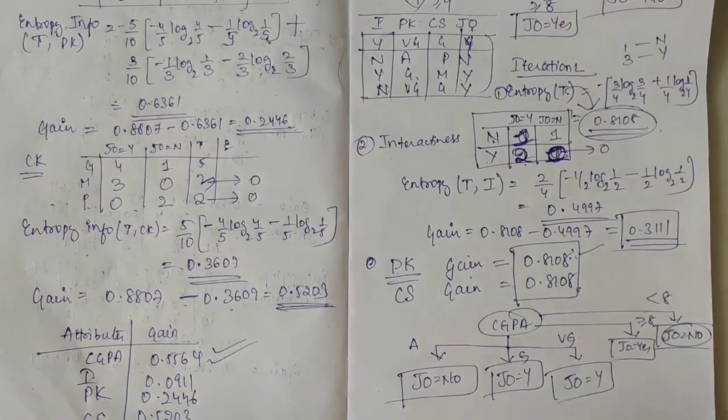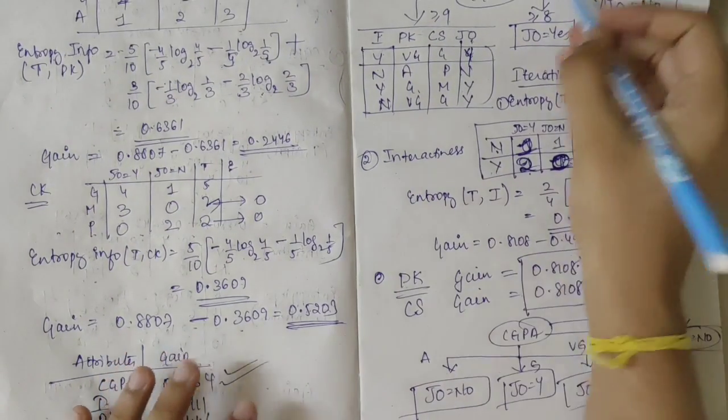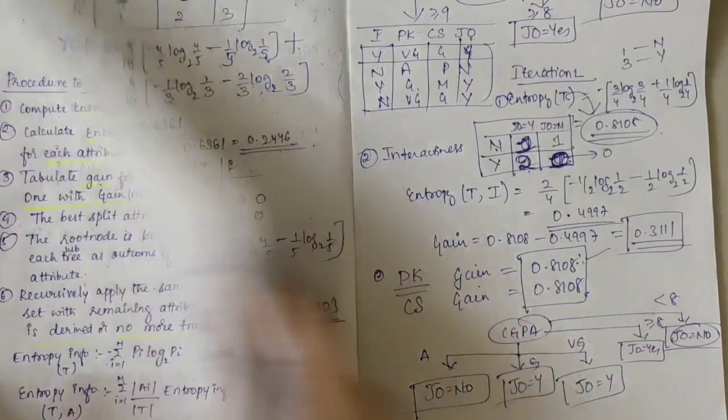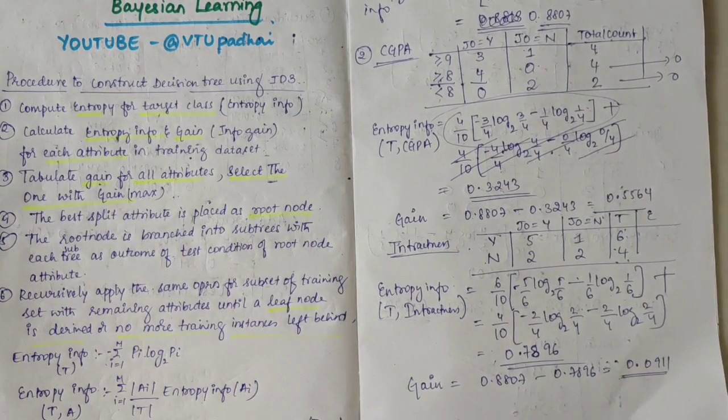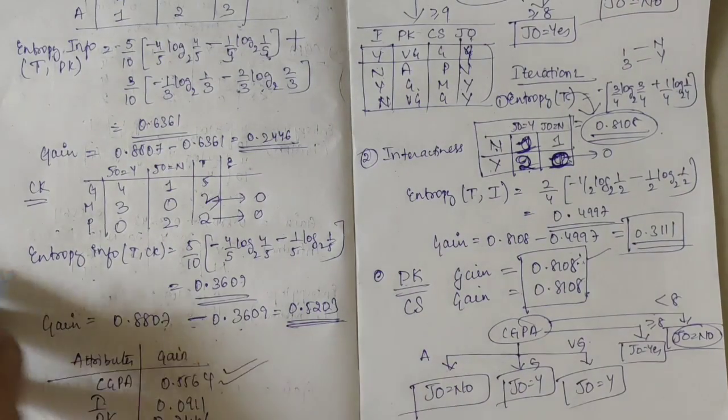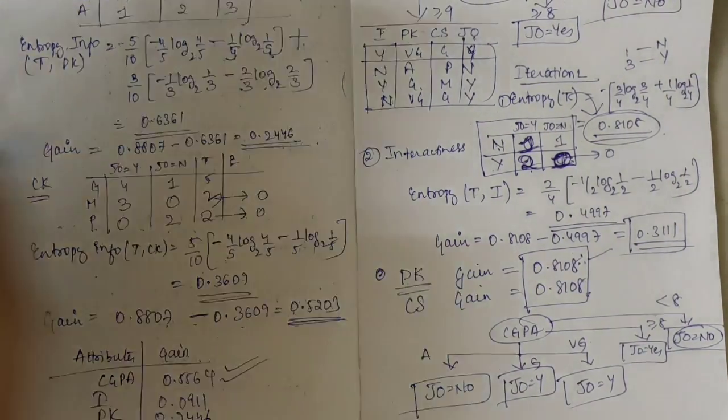So it depends on the question. If they have asked for 1 iteration, stop it till here. If they have asked for 2 iterations, then you need to perform all this. So this question could be asked for 10 marks or 15 marks because it's pretty lengthy. So yeah, let's move on to the next topic, that is C4.5.